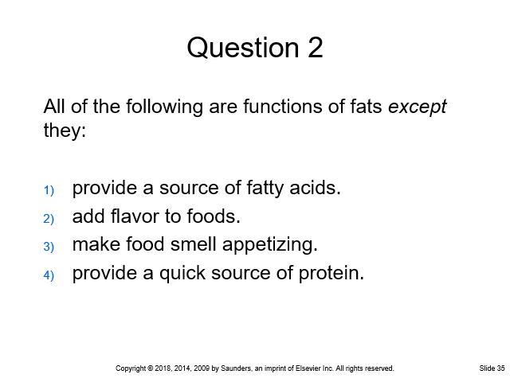Carbohydrates provide a quick source of energy. Fats can be burned as a source of energy, but they are not quick. They're not a quick source of energy and are primarily used when carbohydrates are not available.